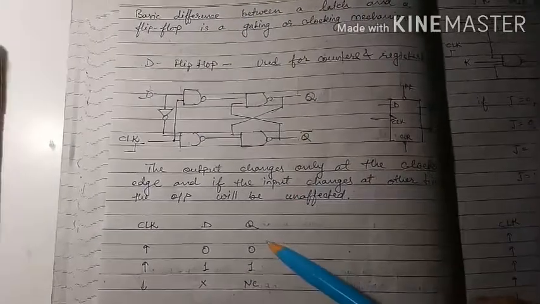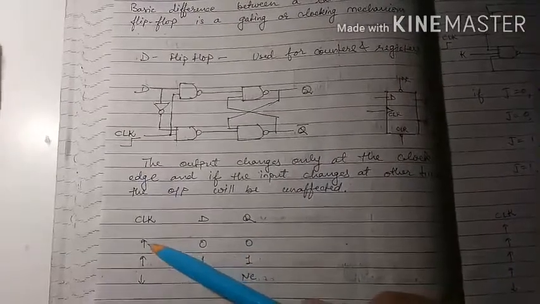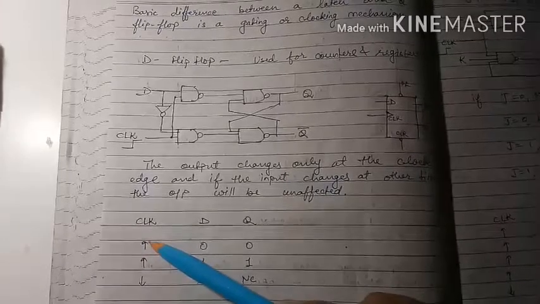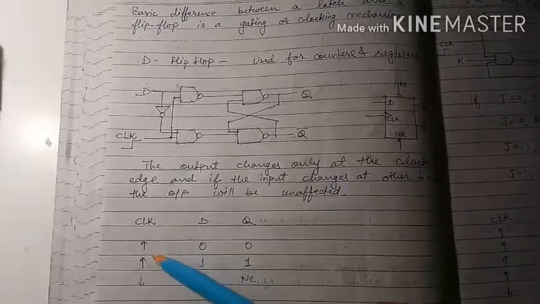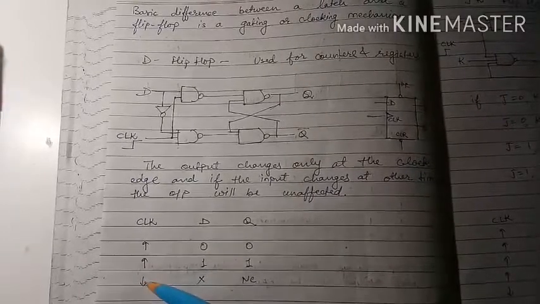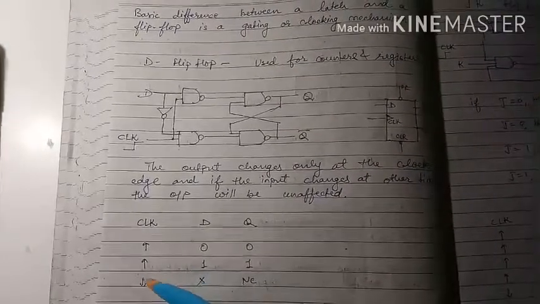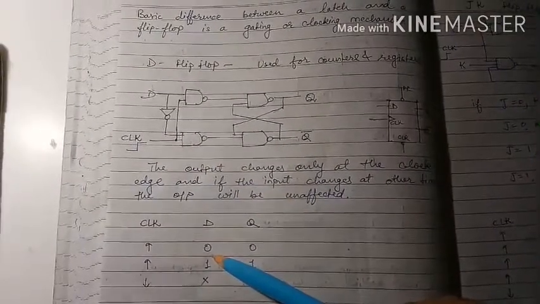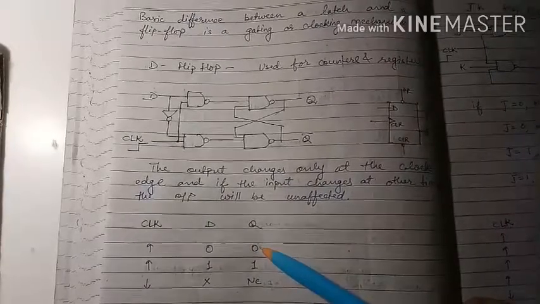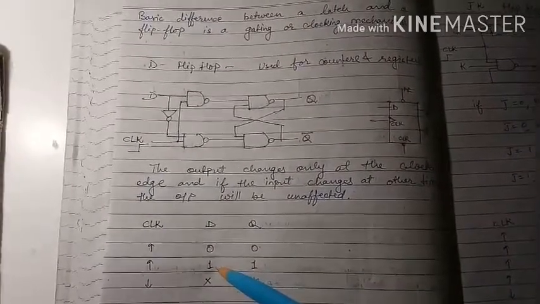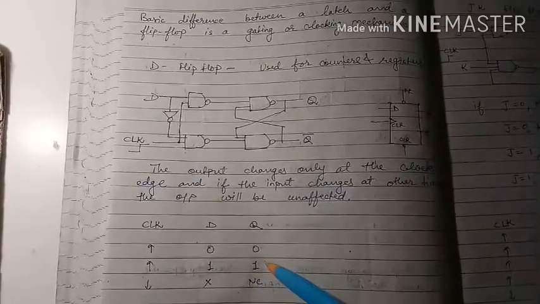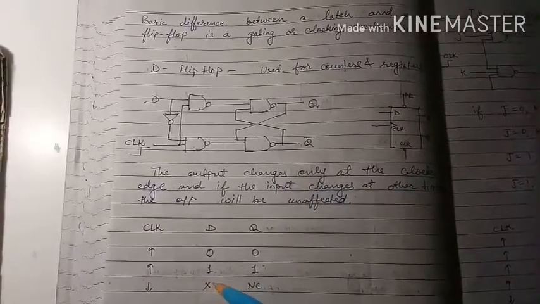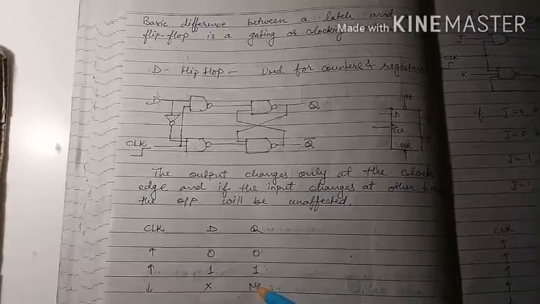You can see the truth table. The up arrow represents the high clock, and the down arrow represents the low clock or no clock. So when the input 0 is applied at the input D, at the output 0 is obtained. When 1 is applied at the input, the output also shifts to 1. When the clock is 0, whatever input is given, there is no change in the output state.